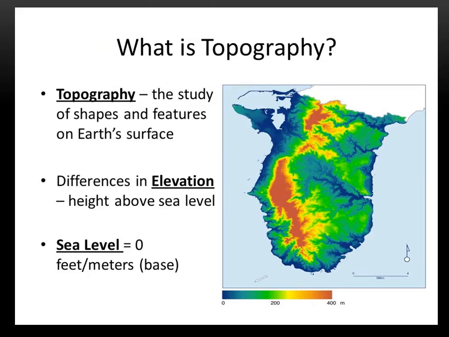Topography is the study of shapes and features on Earth's surface. The origin of topography comes from topo for place and graphia for writing. So topography is the study of the land surface. In particular, it lays the underlying foundation of a landscape. For example, topography refers to the mountains, valleys, rivers, or craters on the Earth's surface.